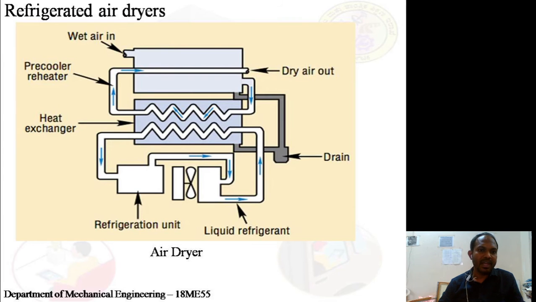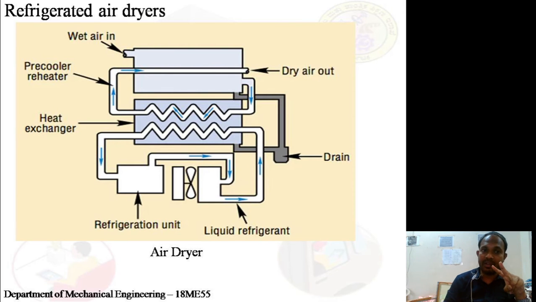Now my dear friends, as we can see here, the wet air is made to enter into the upper portion. When this wet air enters this portion, it condenses as it passes through the heat exchanger. Now a heat exchanger is a device which exchanges heat between two fluids, with or without contact. Now here it is without contact. This heat exchanger is not in contact with the other one.